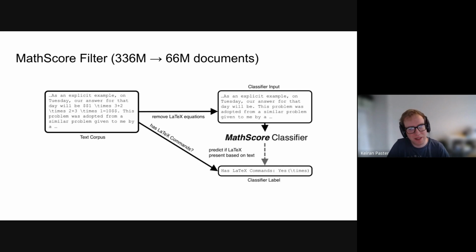Doing this, we can take millions of documents and train this classifier on them, and it turns out this classifier is pretty good, to the point where there's a clear separation between the documents that have math in them and the documents that don't.